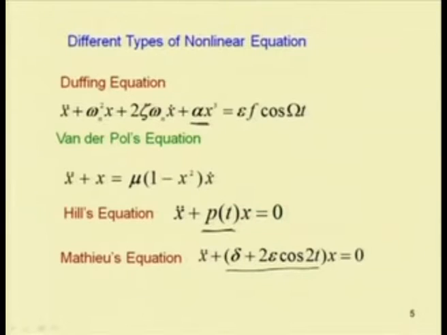So, unlike the van der Pol equation, here a time varying term is a parameter which is the coefficient of x. That is why these two equations are parametrically excited systems, and the other systems can be either forced equations or free vibration equations, depending on the forcing term used in the equation.